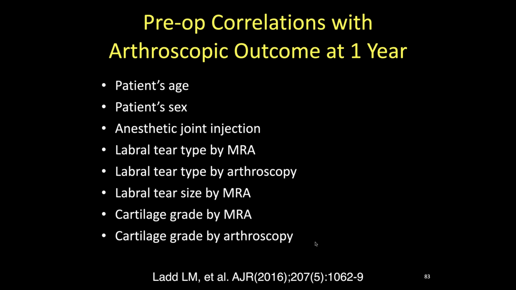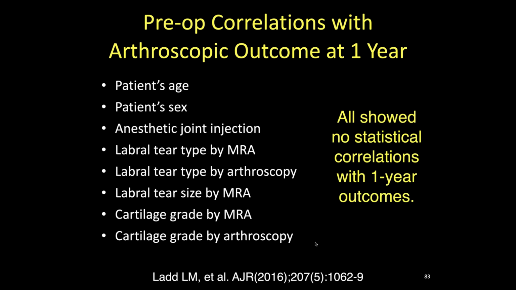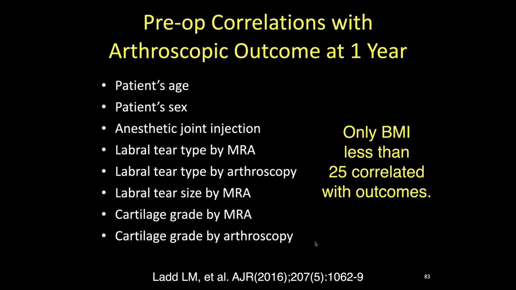I would say that labral tear size by arthroscopy. So none of these showed any statistical correlation with the patient's outcome findings at 1 year after surgery. This is getting to John saying that the efficacy of surgery is somewhat questioned by some people. The only thing that actually correlated well was BMI. Less than 25 BMI correlated with good outcomes. BMI greater than 25 correlated with poor outcomes.